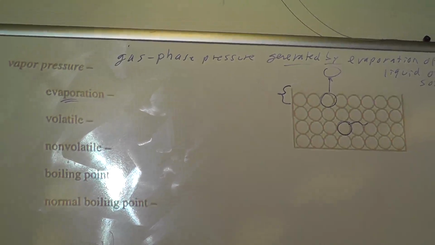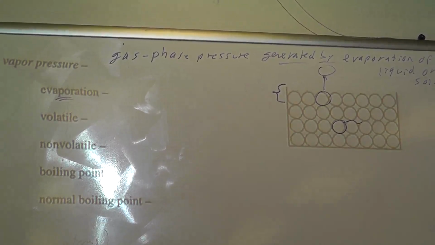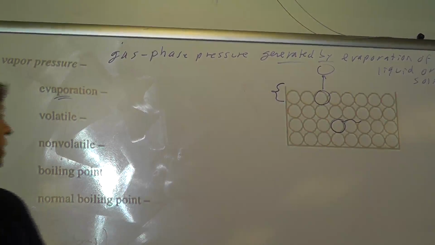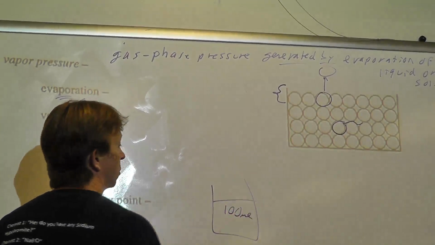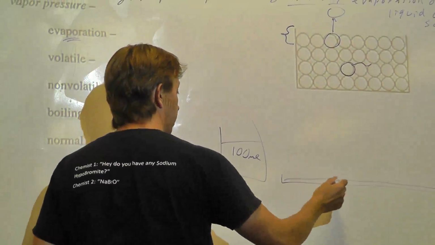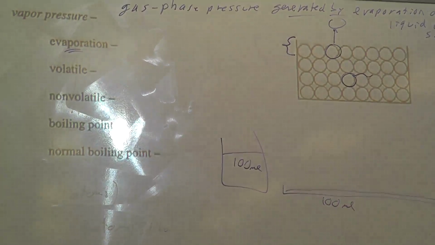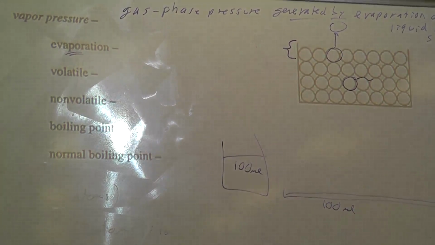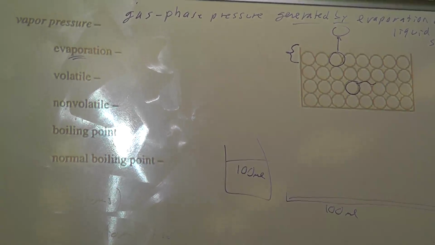So evaporation is affected by surface area. And you knew that already, because if you have 100 milliliters of water in a beaker, or 100 milliliters of water out in a tray, which one evaporates away first? The tray, because there's more of them on the surface and there's more that are able to escape at any given time. It's a function of surface area.